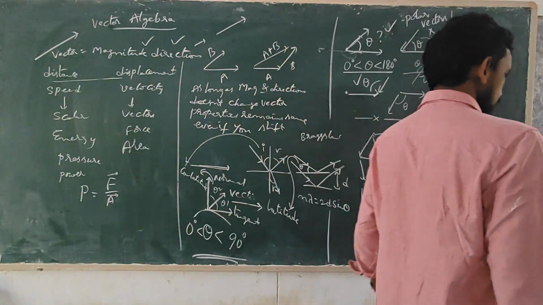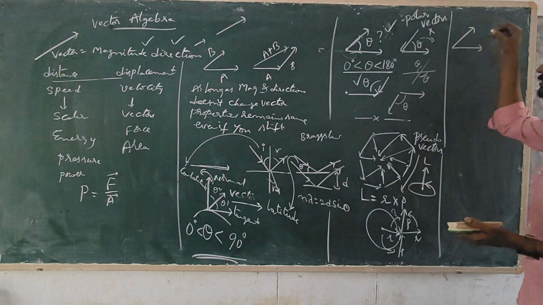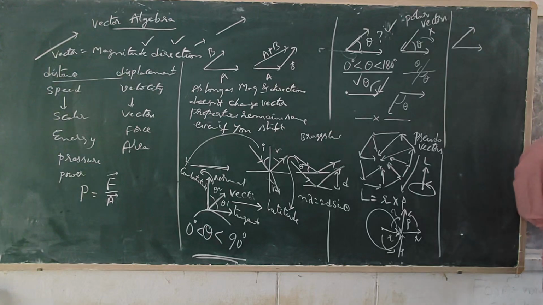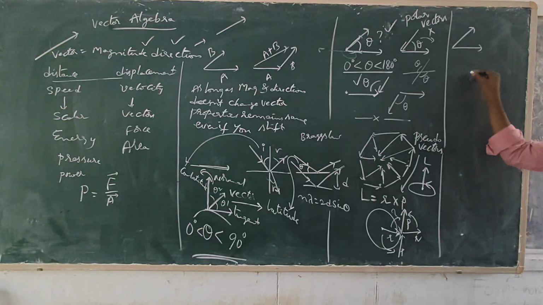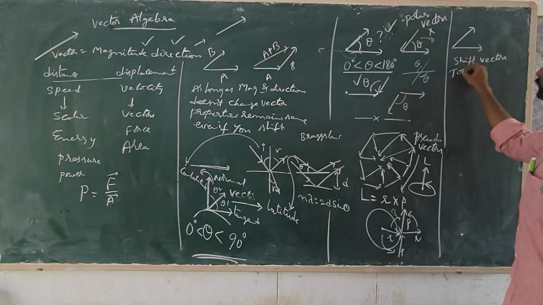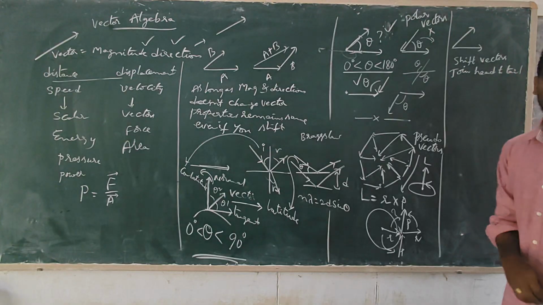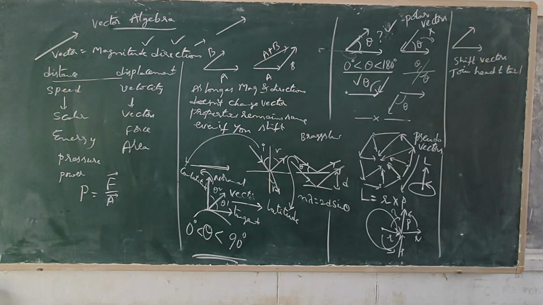Okay, so the next topic is addition of vectors. We have two laws: one is the triangle law, another is the parallelogram law for vector addition. When you try to add two vectors, what do you have to do? You have to shift the vectors and join them head to tail. Rule number one is shift the vectors. Join head to tail.